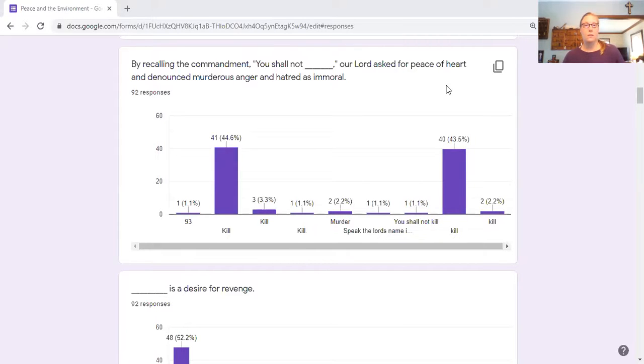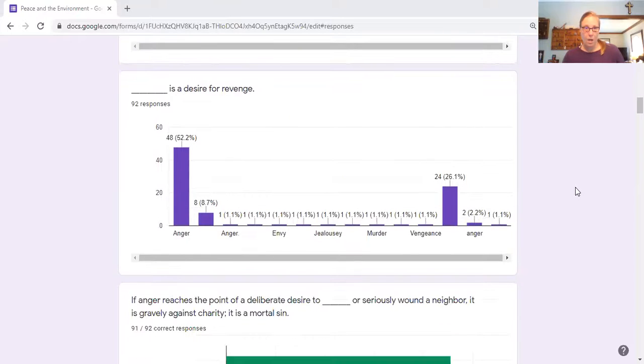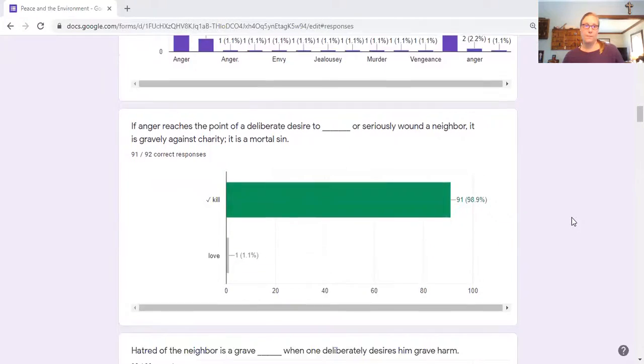All right, so it's this commandment that our Lord asked for peace of heart, and he asks us to denounce murderous anger and hatred as immoral. The next one should have been anger is a desire for revenge. Some of you used some other words here, but if you had watched my video lecture, you would have seen that anger was the proper answer there.